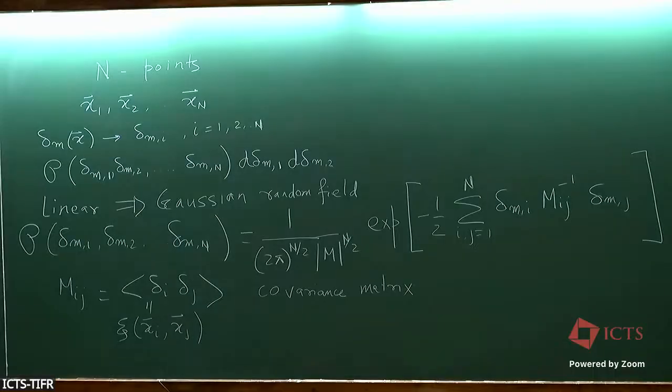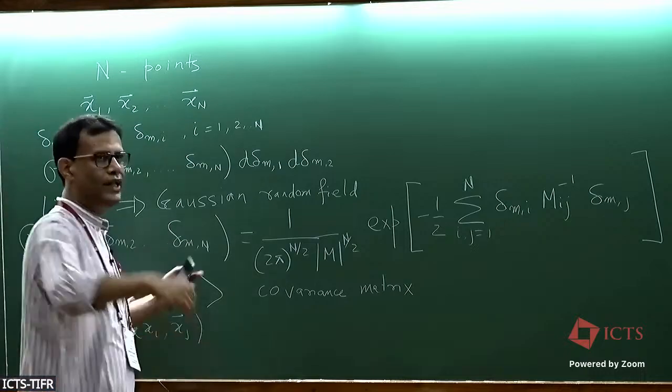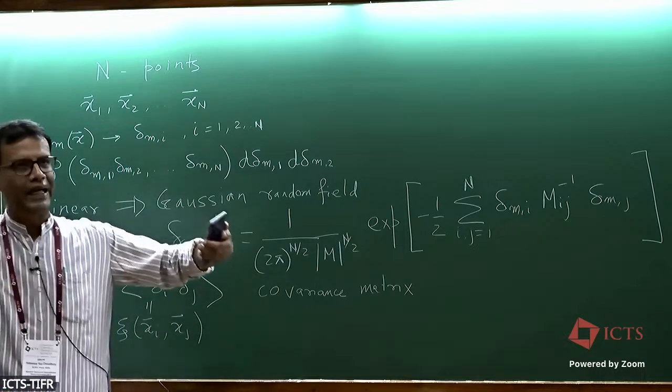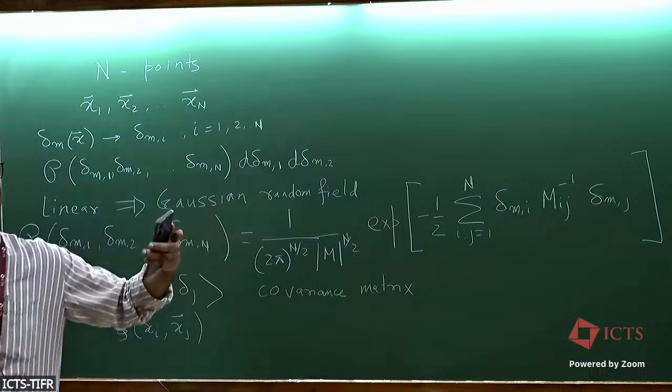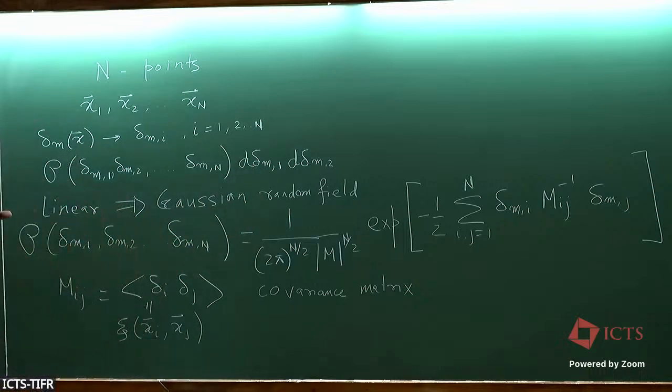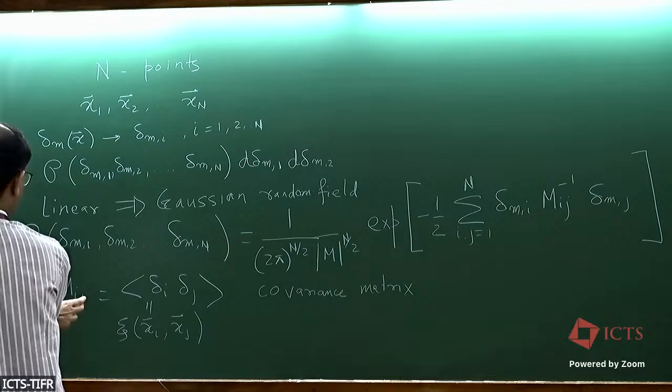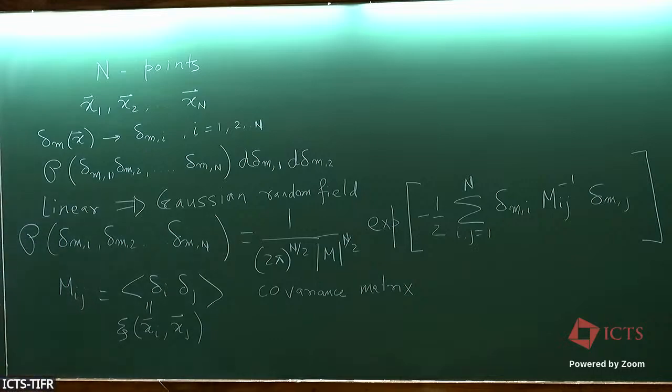Remember, this holds true only for the initial density field in the linear limit. In the linear limit, what we have also seen is all the deltas evolve similarly. They are all multiplied by this growth factor. So if it was Gaussian initially, as long as it is linear, it will remain Gaussian. Only this variance will change. It will grow appropriately.